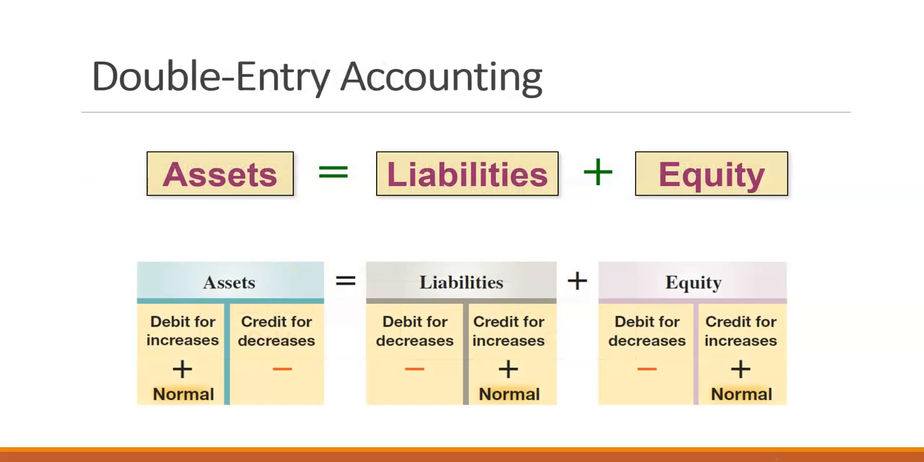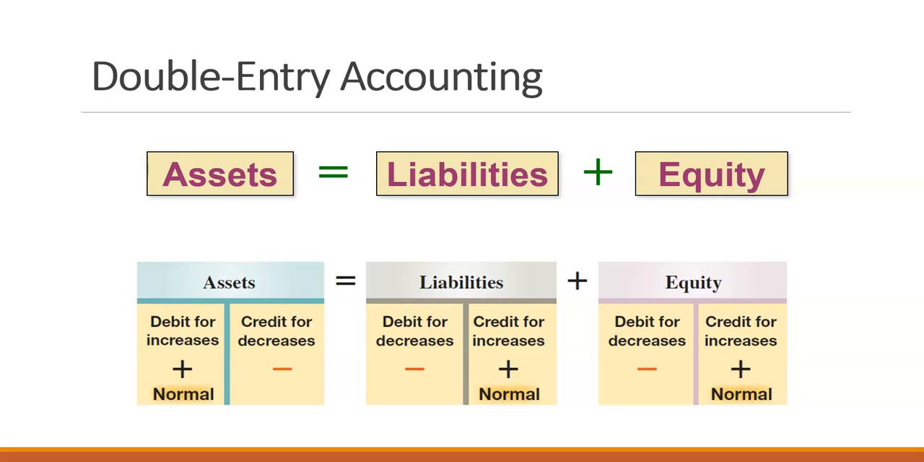We use double entry accounting. So remember from chapter 1 when we were talking about the accounting equation, that every transaction affects two things. And that's how our accounting equation balances. So when we're looking at our T accounts, we're going to record those items into our T accounts. So we need to remember how we change our T accounts for assets, liabilities, and equity.